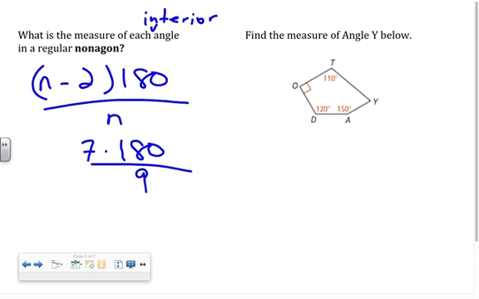The rest is just calculator. I see a lot of students that will take the 9 and plug it in here and then think they have to distribute the 180. Don't do that. You're making your life more difficult than it has to be. These are just numbers. Use order of operations. That means you do what's inside the parentheses first, and then you multiply it times the 180. So the measure of each angle of a regular nonagon is 140.